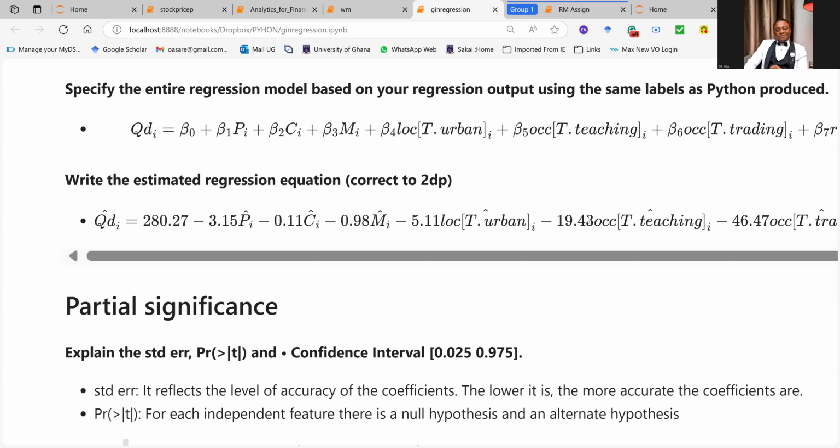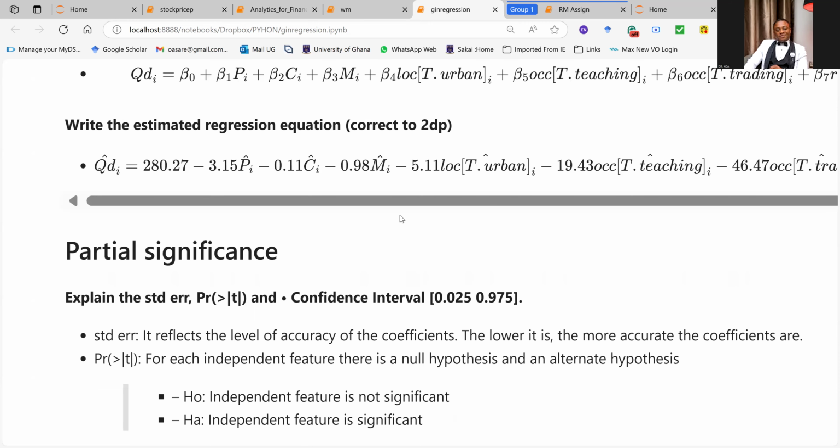So the essence of partial significance is to look at the individual importance, the individual role each of the independent variables is giving to the dependent variable. What is your role? We are all trying to affect the dependent variable, quantity. What is your role? So let's look at that. Now, to identify the partial significance, you have to go here. And I've indicated it.